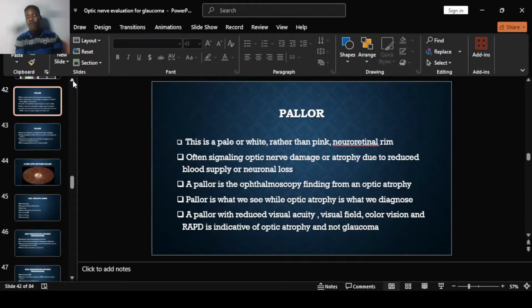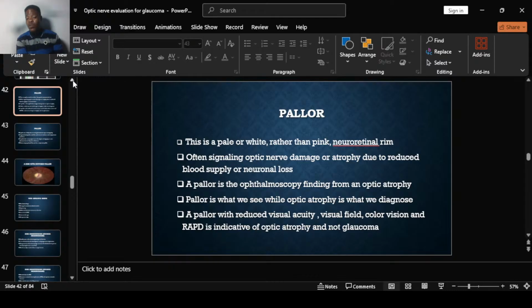So a pallor is the ophthalmoscopic finding from an optic atrophy. A pallor is a sign, an optic atrophy is a diagnosis. So we do not see the paleness of the rim and call it optic atrophy unless it has already been established or we are sure that this is what we are dealing with. But if it is safe to say this is a pallor, then send for further tests. A pallor is an inquiry, while the optic atrophy is a diagnosis. So pallor is what we see, while optic atrophy is what we diagnose.